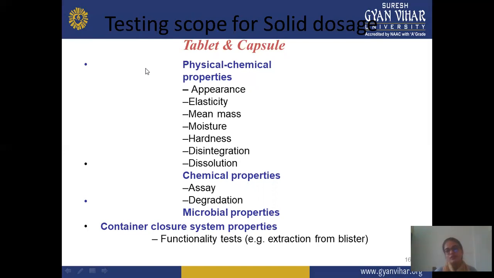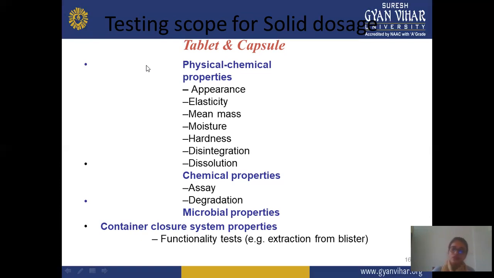With this, you assure that your tablet or capsule has a proper appearance, and you do not change its appearance during storage or a particular time period. Elasticity should be maintained. Suppose in a capsule we use a polymer and a certain elasticity is present in your capsule, then in this case this elasticity should not change or reduce. Mass means the mass or weight of the tablet or capsule remains stable or the same until the expiry date.